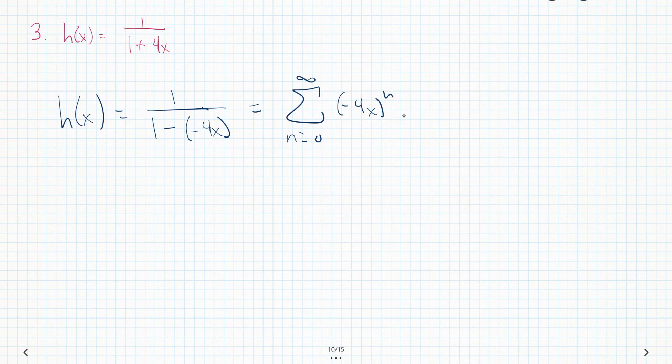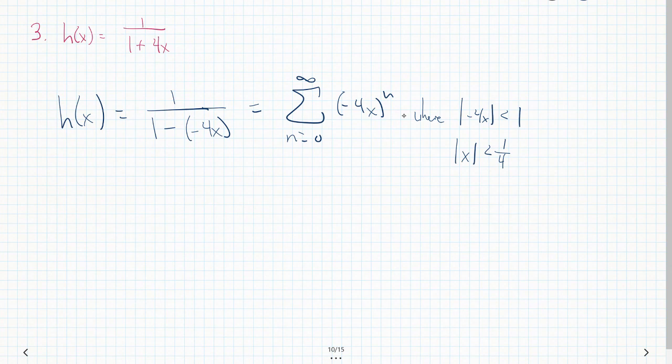Okay, well, if we try looking at that, where do we go from here? Well, we have where the absolute value of negative 4x is less than 1. Notice when I take the absolute value of negative 4, I get the absolute value of x is less than 1/4. Right? So that's one way to write it.